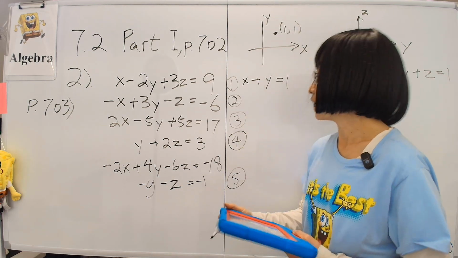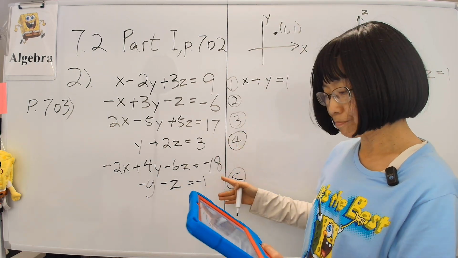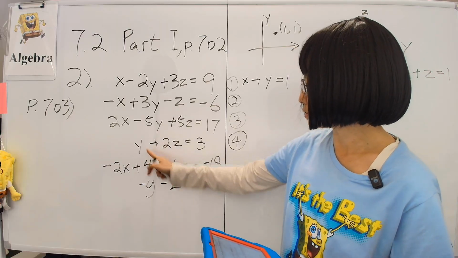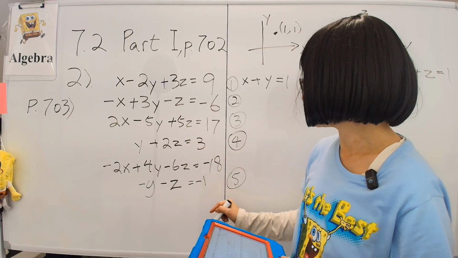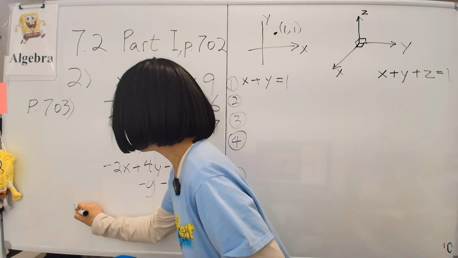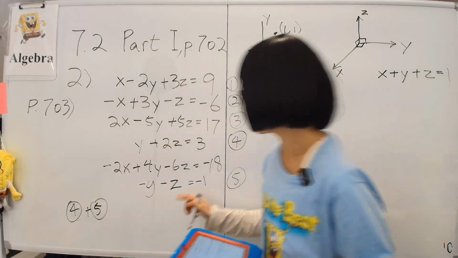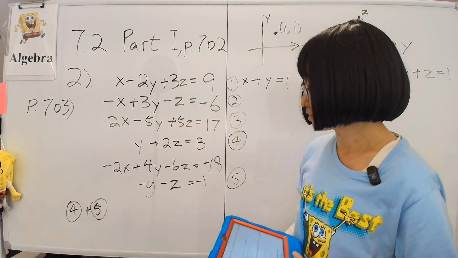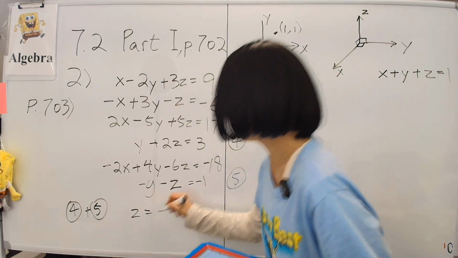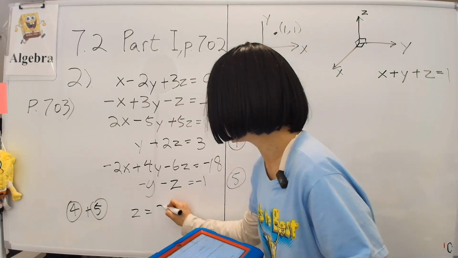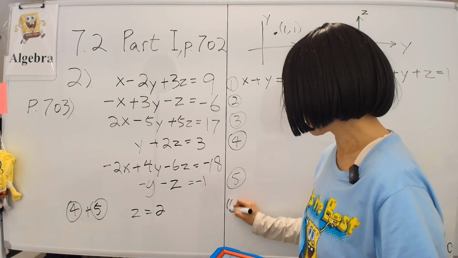That would cause confusion. So we are going to take care of equation 4 and equation 5 by adding them together, because there's a y and a convenient minus y there. So 4 plus 5 gives us: y minus y is nothing, then plus 2z minus z is just z, and 3 minus 1 equals 2. So I got z equals 2, and we'll call it equation 6, as the book does.